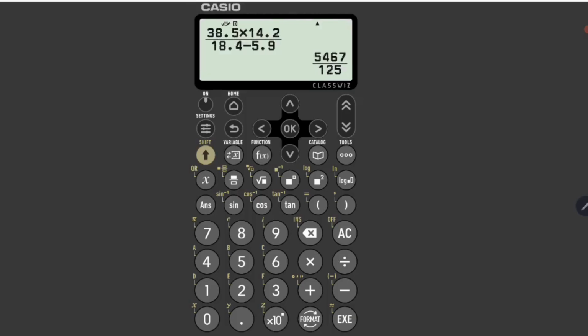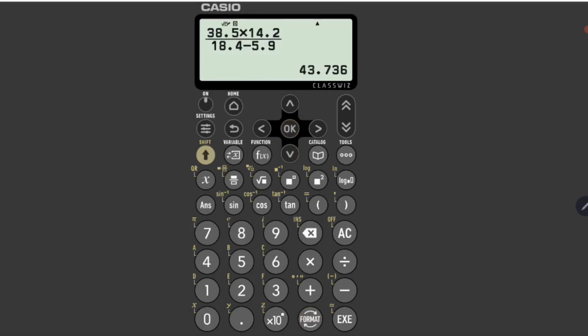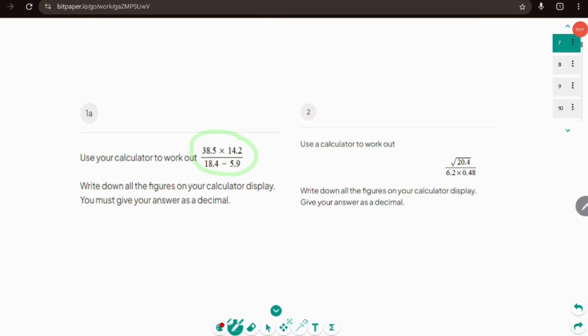Press the EXE button, and then you need to format into a decimal, which you do by pressing format, scroll down, decimal, OK. And then we just put in the answer, which I will show you now. So the answer is 43.763. And we have written all the figures on the calculator display.